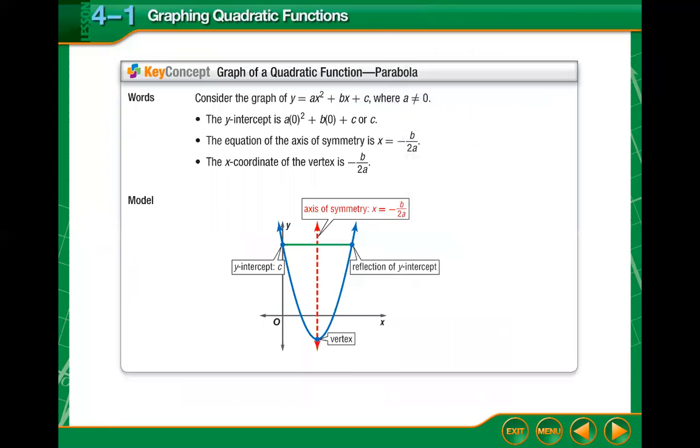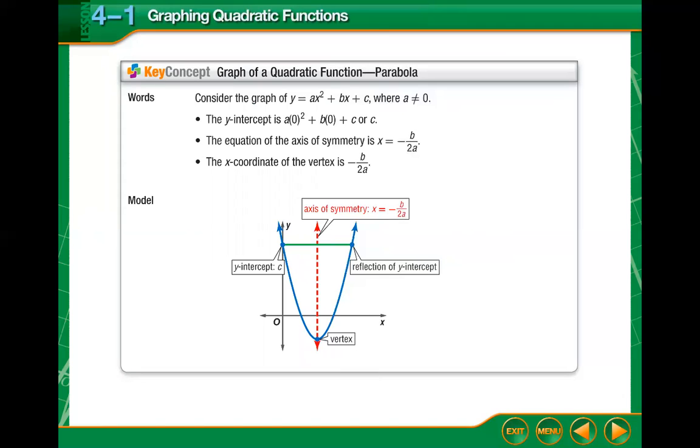So for the graph of a quadratic function, which is also known as a parabola, we can find some information that's very important for us. And this is always for y equals ax squared plus bx plus c, where a does not equal 0. Your y-intercept is always going to be the c value. The equation for the axis of symmetry is x equals -b over 2a. -b over 2a is also the x-coordinate of the vertex.